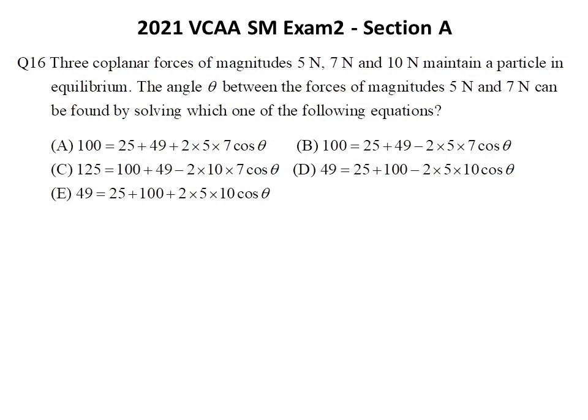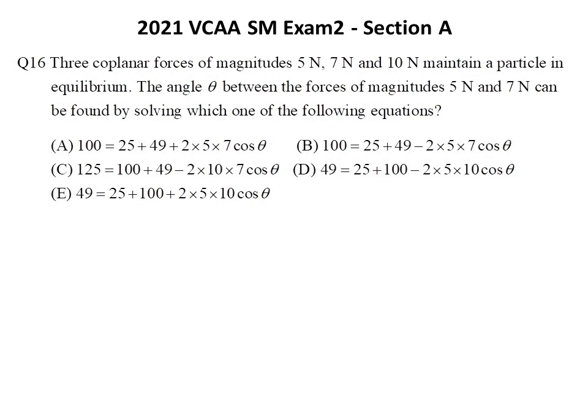Welcome to this VCAA Specialist Math exam paper series. This is section A of 2022 exam 2 paper. There are a total of 20 multiple choice questions in section A and 6 extended response questions in section B. In this video, we will present questions from 16 to 20 in section A.